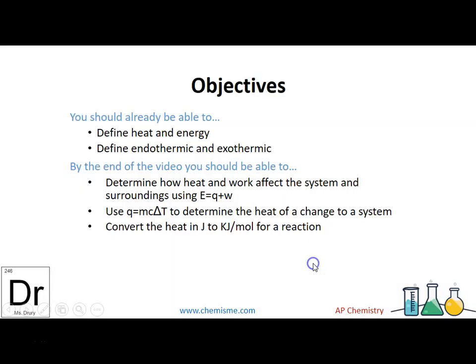This is our introduction into heat. You should already be able to define heat and energy and define endo and exothermic reactions, but by the end of the video, you should also be able to determine how heat and work affect the system and surroundings in ΔE = Q + W.